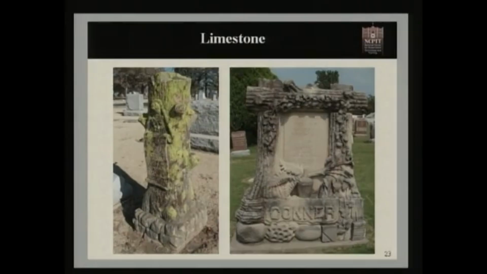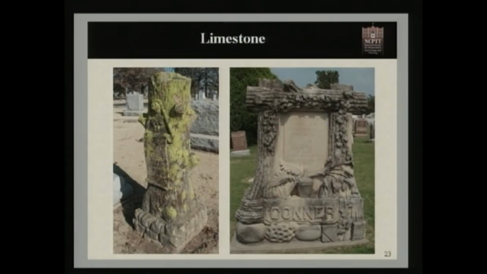A second type of stone that we find is a calcareous stone. When I say calcareous, I mean it's made up of calcium carbonate, and that is limestone. Here we see two limestone examples. These are both Woodsmen of the World monuments. They're shaped like logs or trees, and they honor a fraternal organization.